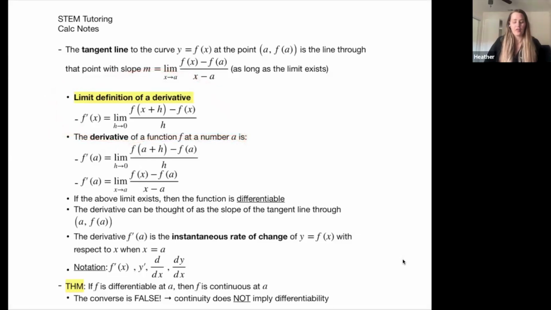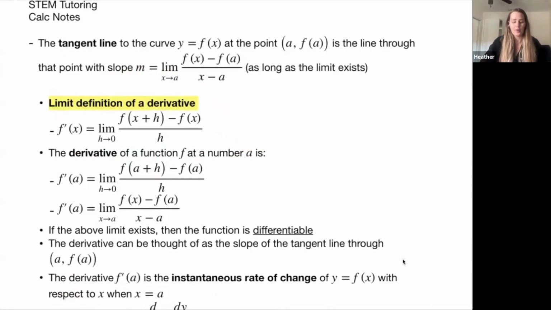First off, I have this one right here. This is probably the most common one that we'll see. This is showing that I can find the derivative of a function at any value x if I calculate this limit. The limit as h goes to 0 of f of x plus h minus f of x, divided by h. We'll look at a few examples of this in the next video.